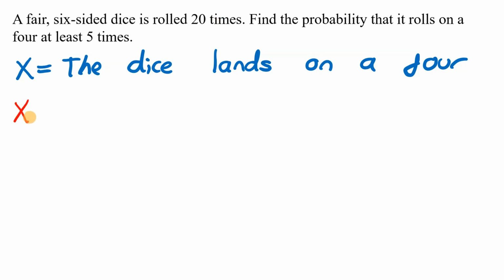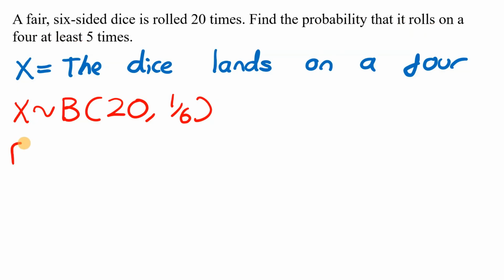So we're going to say that x can be modelled using a binomial distribution. So n is 20 because this is the number of trials, and the probability is the probability of a dice landing on a 4, which is 1 over 6, okay? Now we need to find the probability that it rolls on a 4 at least 5 times. So this is the probability that x is bigger than or equal to 5. So we need to find this probability here.